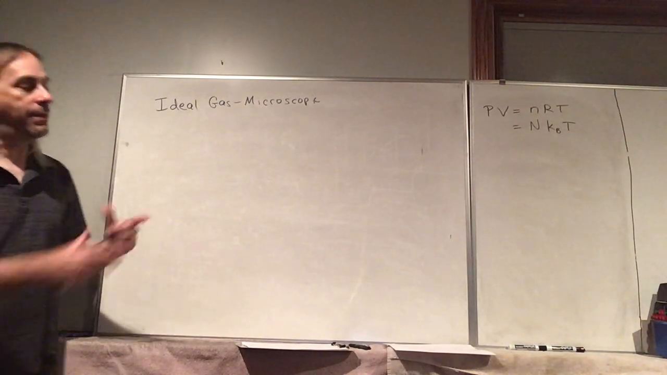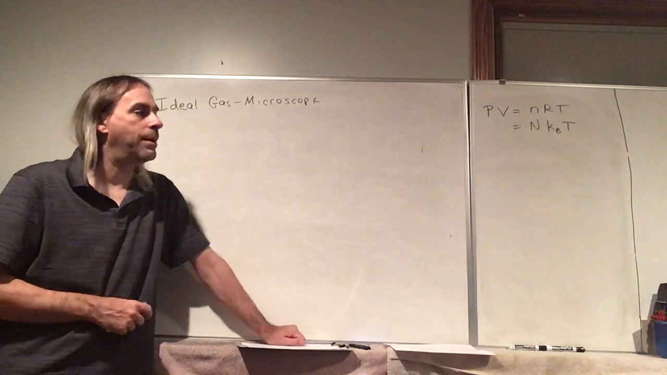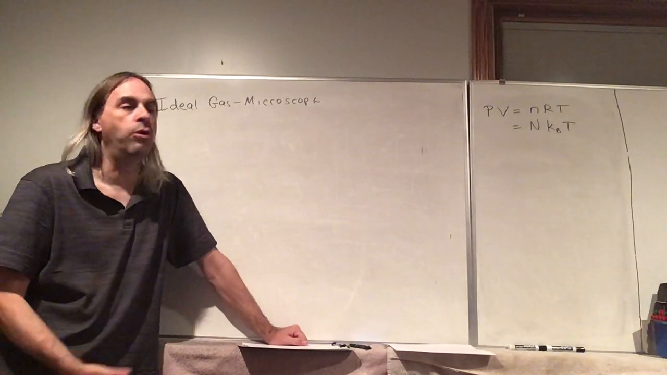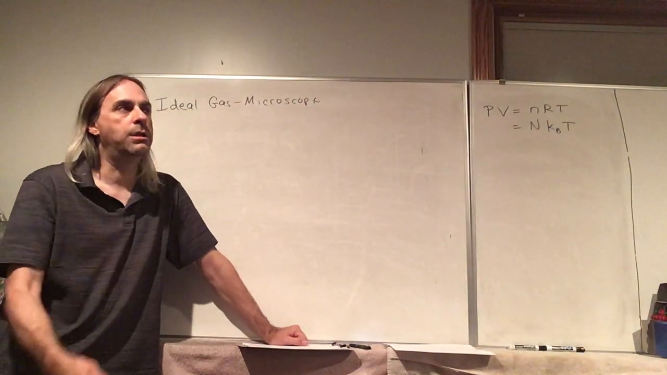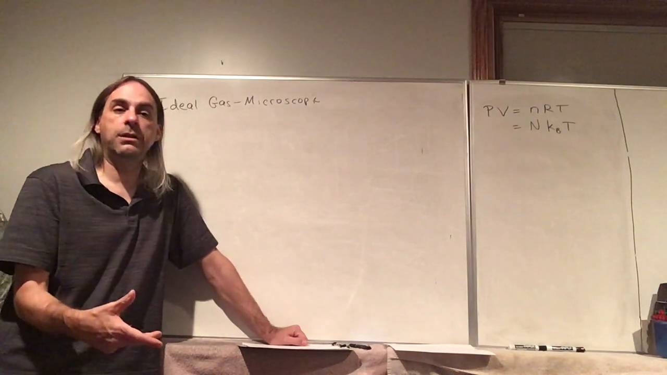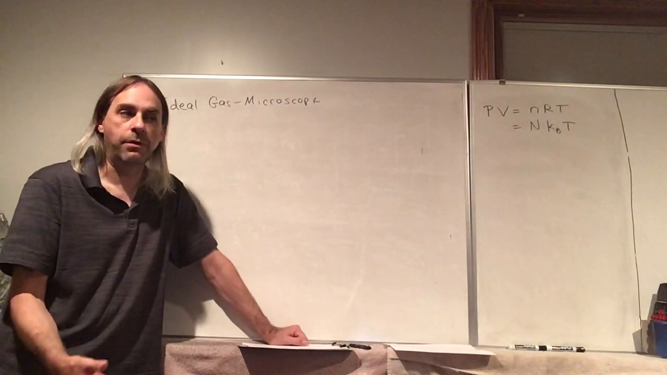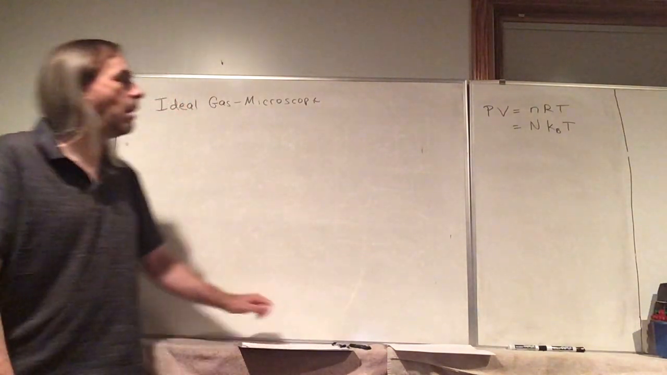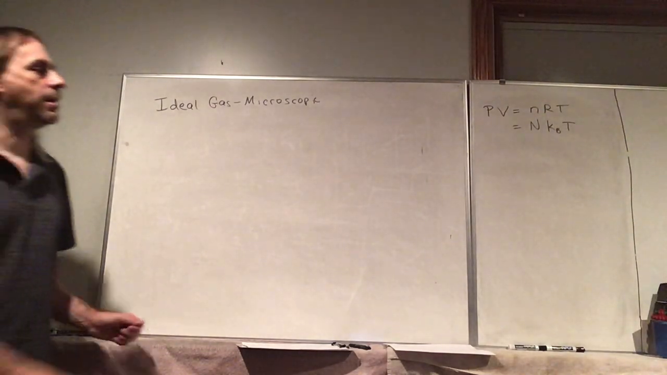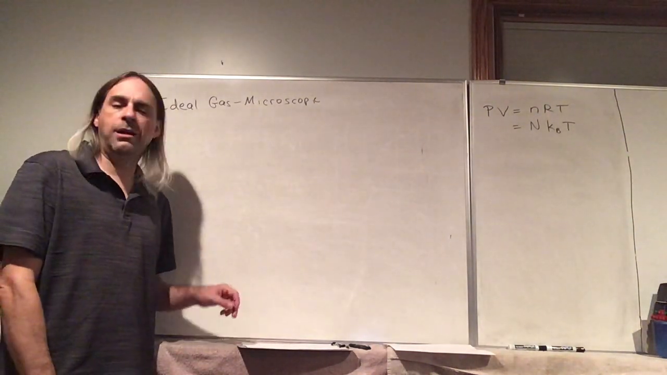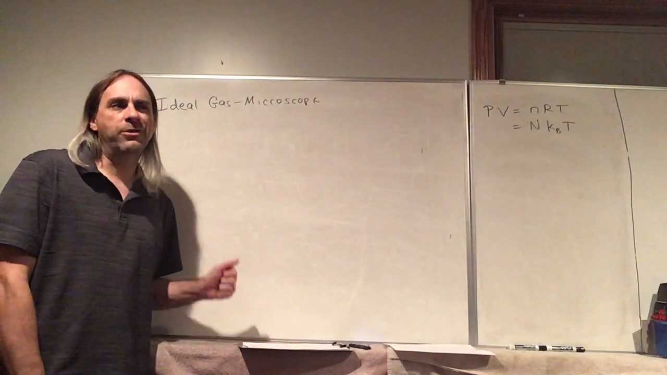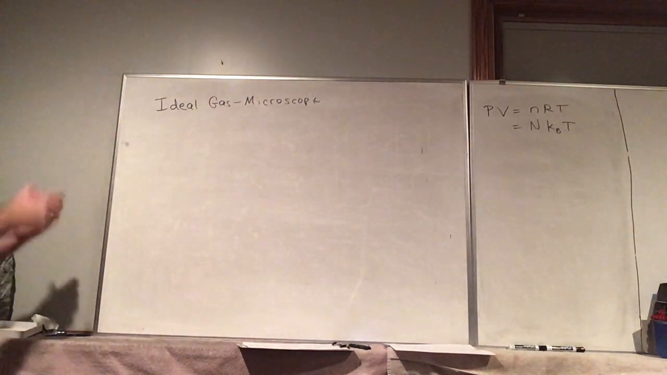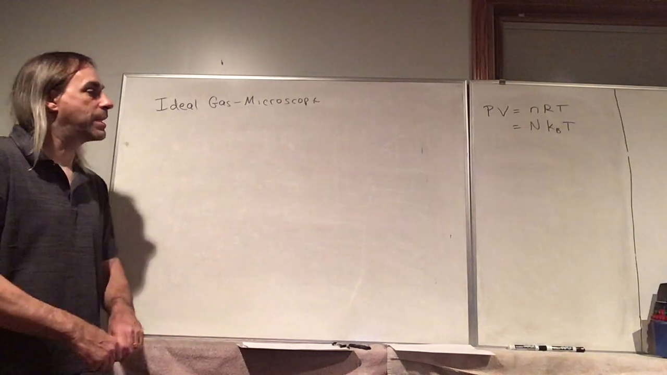Now, they came about with this law before the atomic theory of matter was fully known and accepted. There were major scientists who objected to the atomic theory of matter even in the early 1900s, before 1905. 1905 was the year that Einstein published a paper on Brownian motion. That was considered the end of the debate about atoms. But anyways, now we want to look at what's going on on a microscopic level.